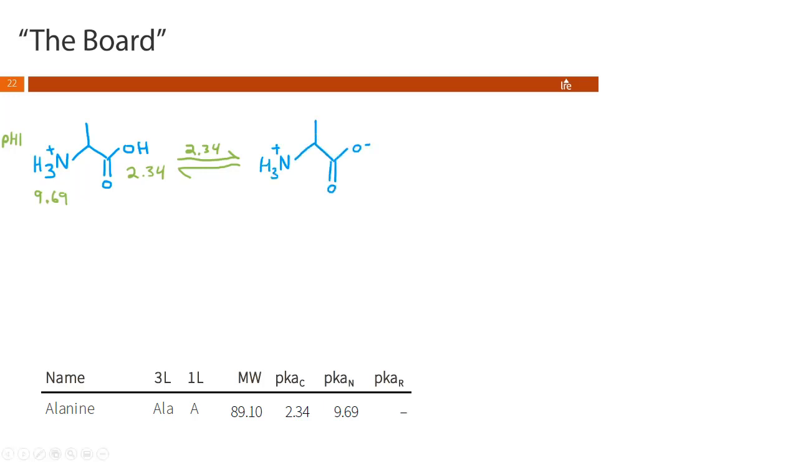Okay, so what is our next pKa we're going to reach? So our next pKa should be 9.69. And that corresponds to this amino group. So as we blow past 9.69 in pH, as we get well above 9.69, we're going to completely deprotonate this azanium group. And so we should get a species that looks like this right here.